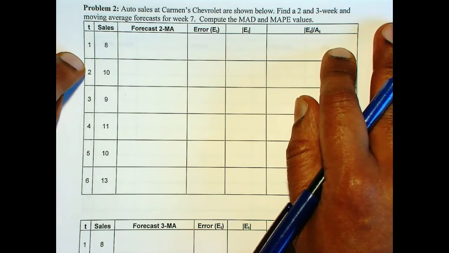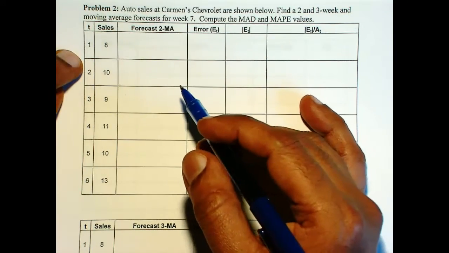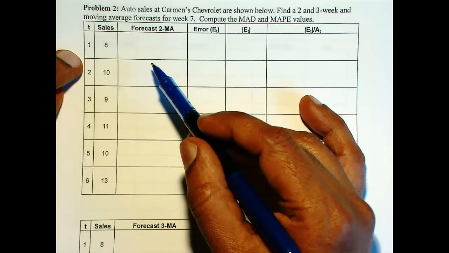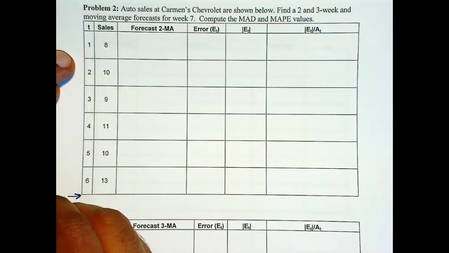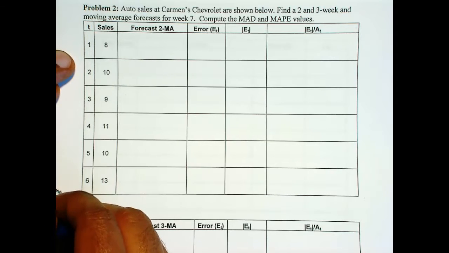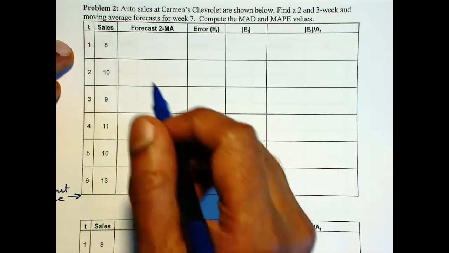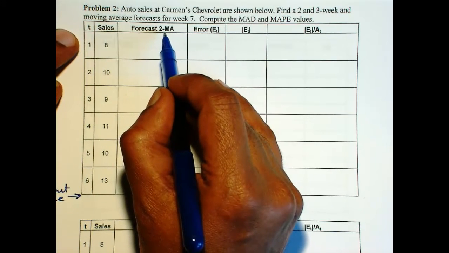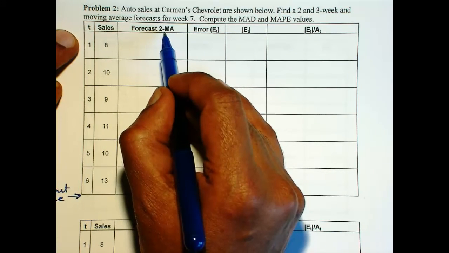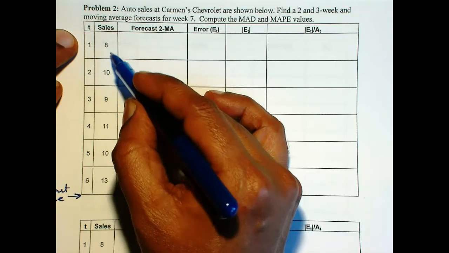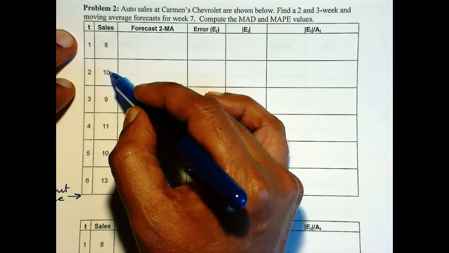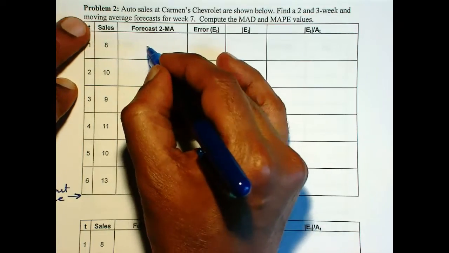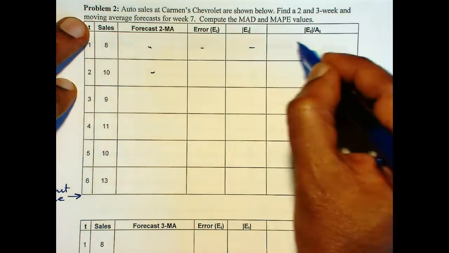Now let's look at problem number 2. In this problem, we're going to calculate the moving average forecast. Once again, remember this is our current time. Suppose we want to calculate a 2-period moving average forecast. So you need 2 full actual values before we can start calculating forecast for the future. So the first 2 rows will have to be left blank.